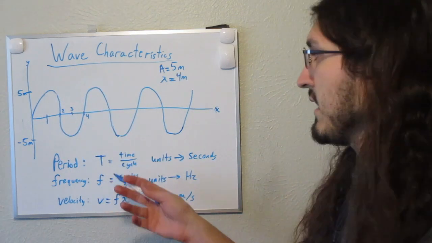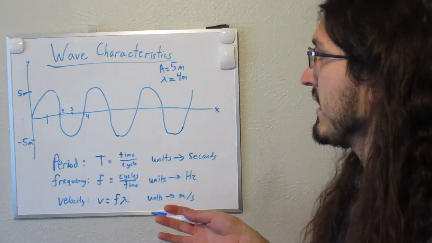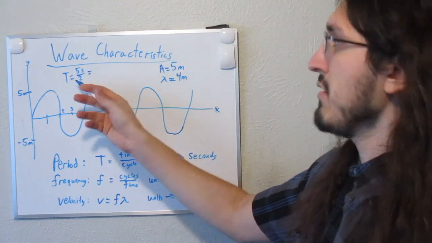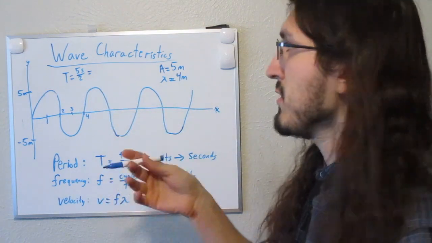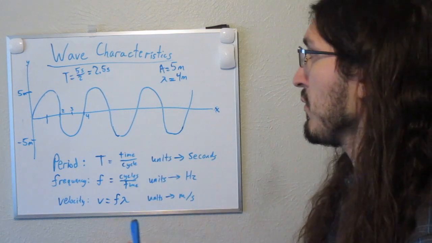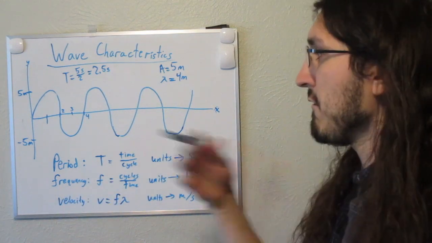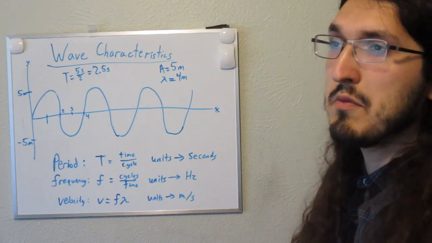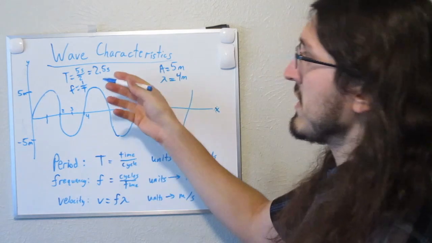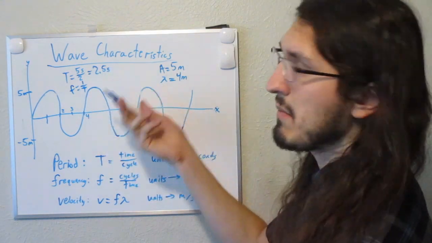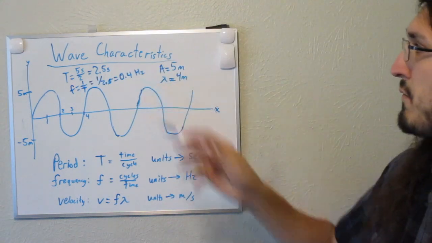Let's say I wanted to find the period of the wave, and I knew that it took 5 seconds to complete 2 cycles. So my period would be 5 seconds divided by 2, which would be 2.5 seconds. So that tells me that it takes 2.5 seconds for one wave to pass by. If I wanted to find the frequency, I have to find the inverse of the period. To take the inverse of something, you have to do 1 divided by that thing. So 1 divided by my period is going to be my frequency, which is going to be 1 divided by 2.5. And this gives me 0.4 hertz.